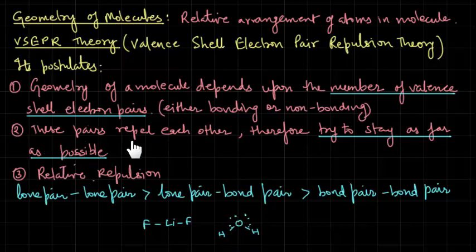These pairs repel each other, and therefore try to stay as far apart as possible. Now, relative repulsion: these are the lone pairs. Lone pair-lone pair repulsion is more than lone pair-bond pair repulsion, which in turn is more than bond pair-bond pair repulsion. So this has the maximum repulsion, this has the next, and bond pair has the least repulsion.